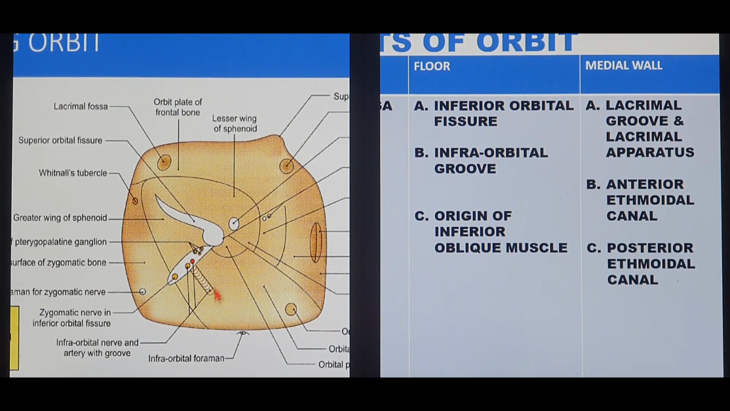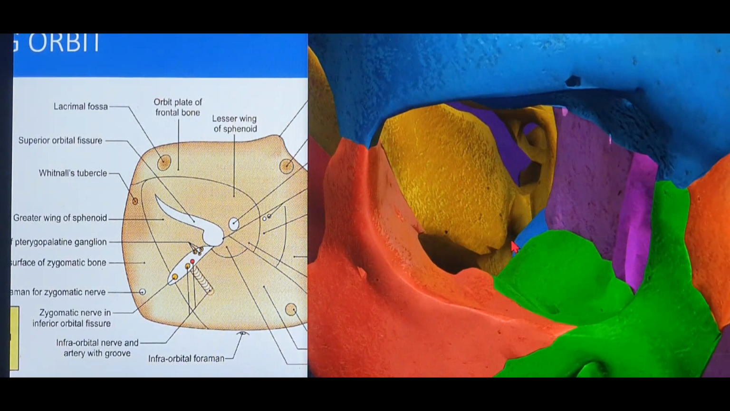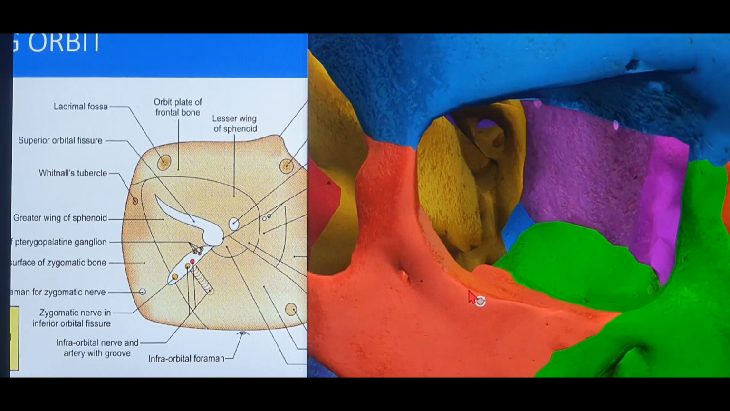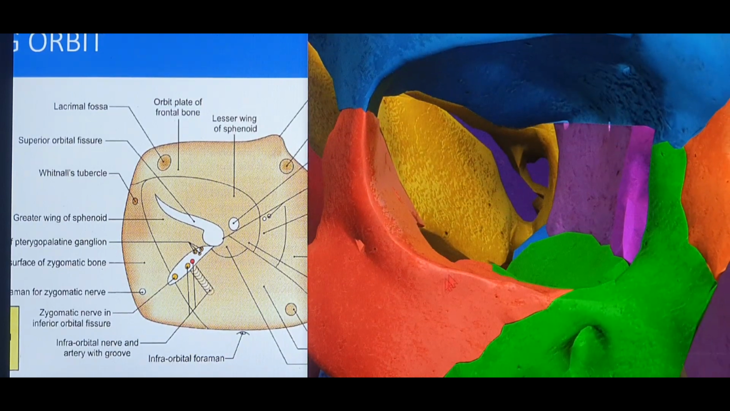So we were on the floor. The first thing you're going to find is the inferior orbital fissure. If I can show you this here, that's the entire inferior orbital fissure in the floor area. Now I'm going to make a separate video about the inferior and the superior orbital fissure in detail. So for now, it's just for the anatomy basis. I'm showing you the IOF and the SOF.